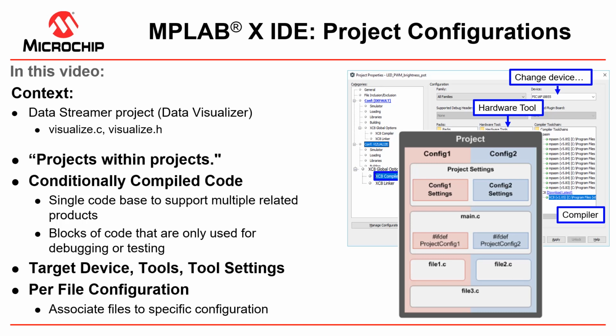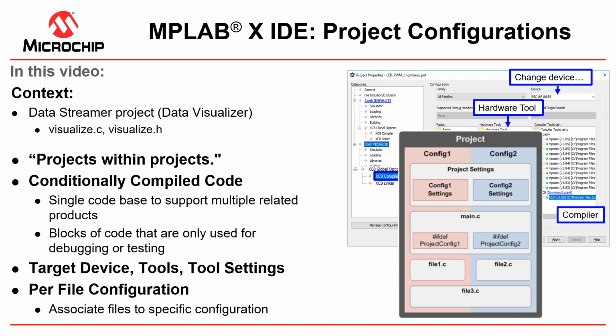In this video, we're going to be exploring project configurations in MPLAB X IDE. Project configurations enable you to do projects within projects, essentially, and you can have conditionally compiled code, a single code base to support multiple related products. For example, if you have a number of customers who each want their logo on an LCD, you could have their logo file and have that file associated to a particular project configuration.